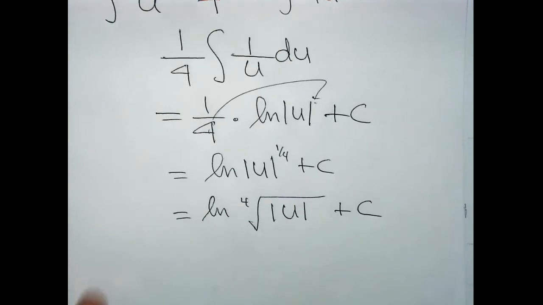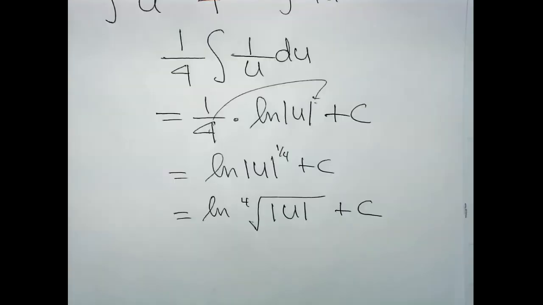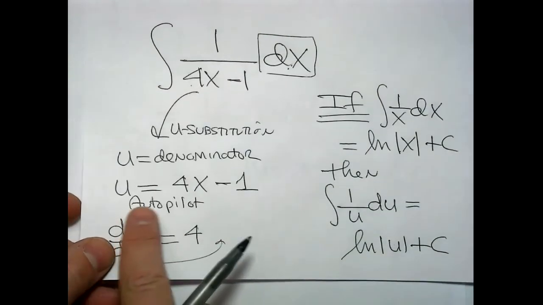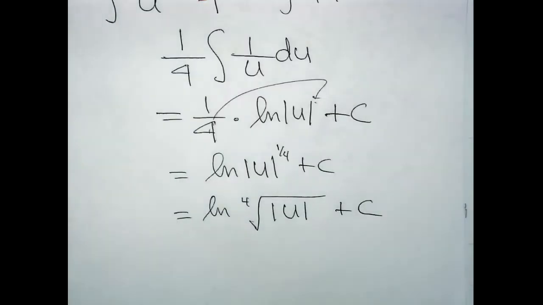Now, this problem started with x's. You need to finish with x's. So let's see, what was u equal to at the beginning? What was the selection for u? Well, let's go back and take a peek. There it is, u equals 4x minus 1. So at the end of the problem, I need you to substitute back.